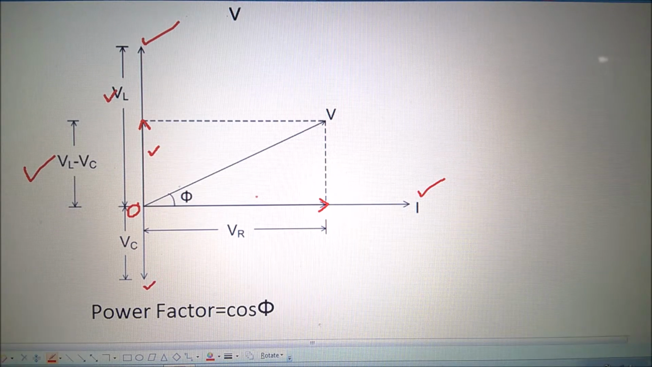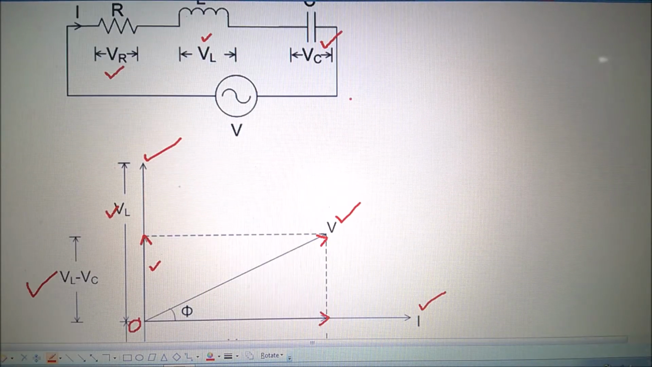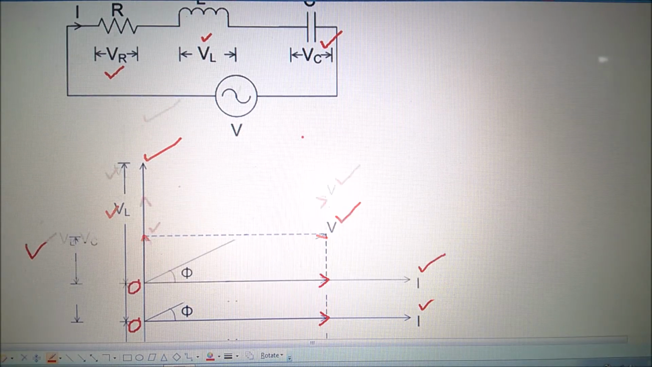Then now, this resultant vector, VL minus VC, and the voltage across R, we find the supply voltage by the vector summation. We can find the supply voltage here, and it is the phasor diagram of these voltages in this circuit.